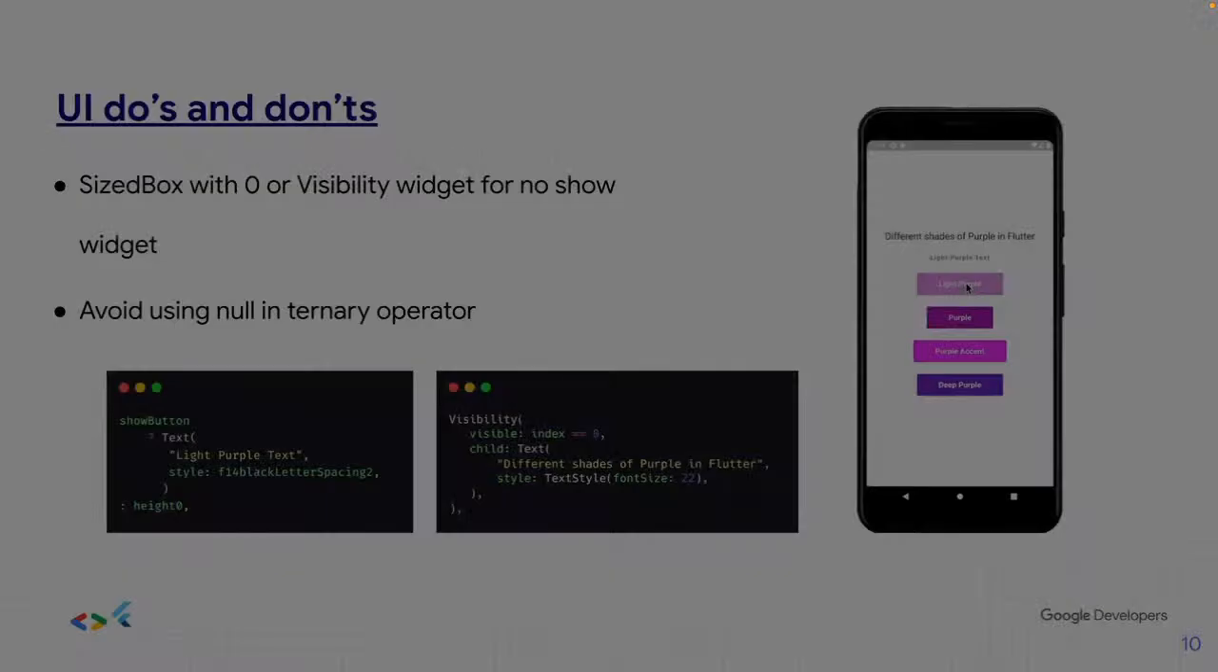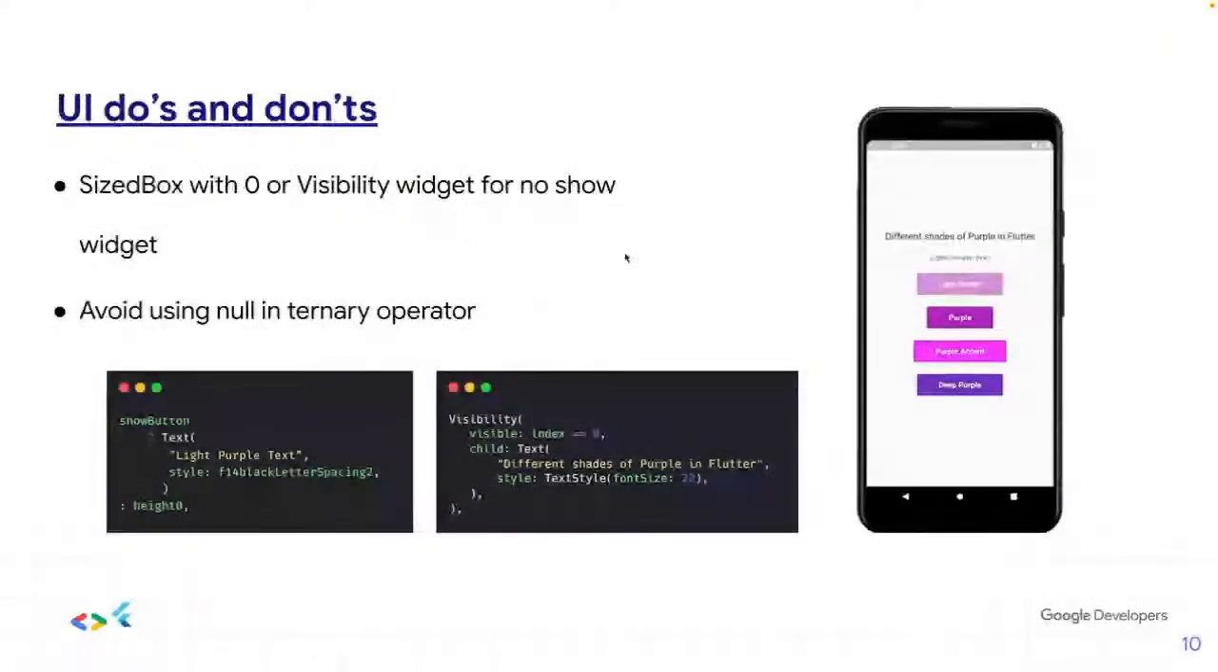So this is the invisible widget that I was talking about. Now, in the screen here, when I click on the light purple button, you're going to view a text, right? But if I click it again, the text is going to disappear. Now, how am I doing this? There are multiple ways of doing this.